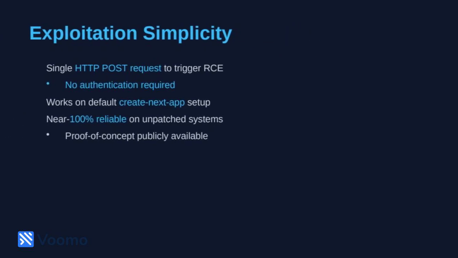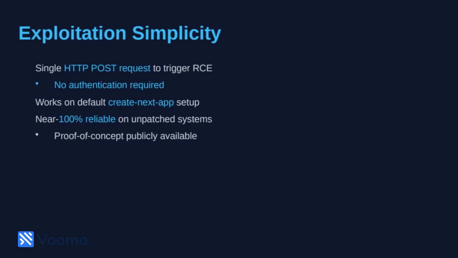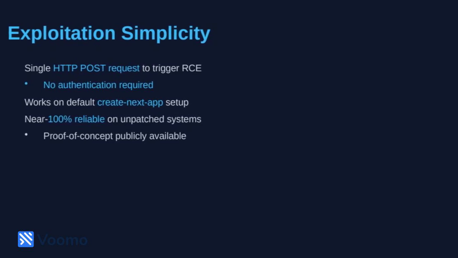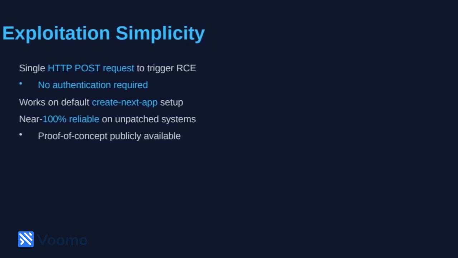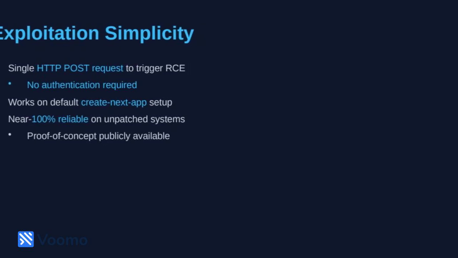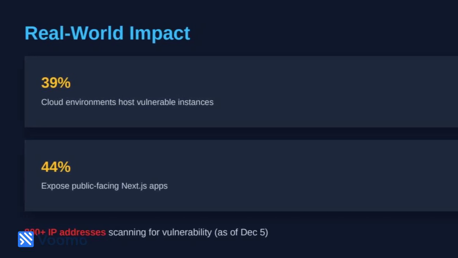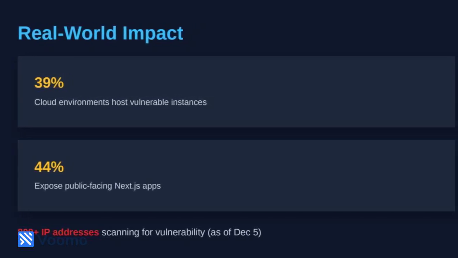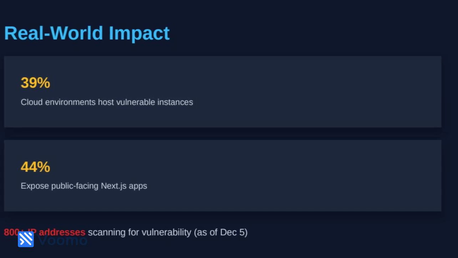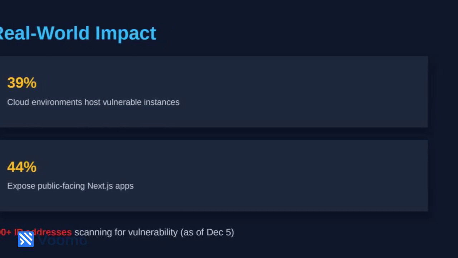Exploiting React2Shell is alarmingly simple, requiring only a single HTTP POST request to trigger remote code execution. Attackers can exploit default create-next-app setups without authentication, achieving near 100% reliability on unpatched systems. The availability of public proof-of-concept exploits further increases the risk of widespread exploitation. The real-world impact of React2Shell is significant, with 39% of cloud environments hosting vulnerable instances and 44% exposing public-facing Next.js applications. Over 800 IP addresses have been observed scanning for the vulnerability, indicating active exploitation attempts.